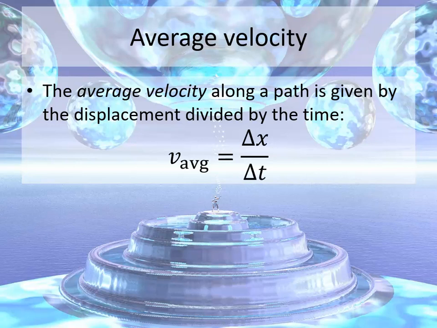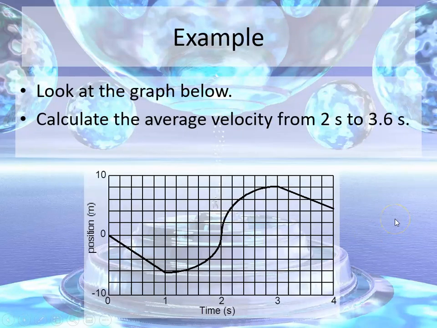In fact, the definition of average velocity over a time period delta t is the change in position divided by that time period delta t. So, how would we work that out here? How about calculate the average velocity from 2 seconds to 3.6 seconds? We need to figure out where our points are. There's the point at 2 seconds. Apparently the position there is 0. And there's the point at 3.6 seconds. Apparently the position there is 6 meters, because notice we're going up by 2 meters for every division up here. So we have our points.